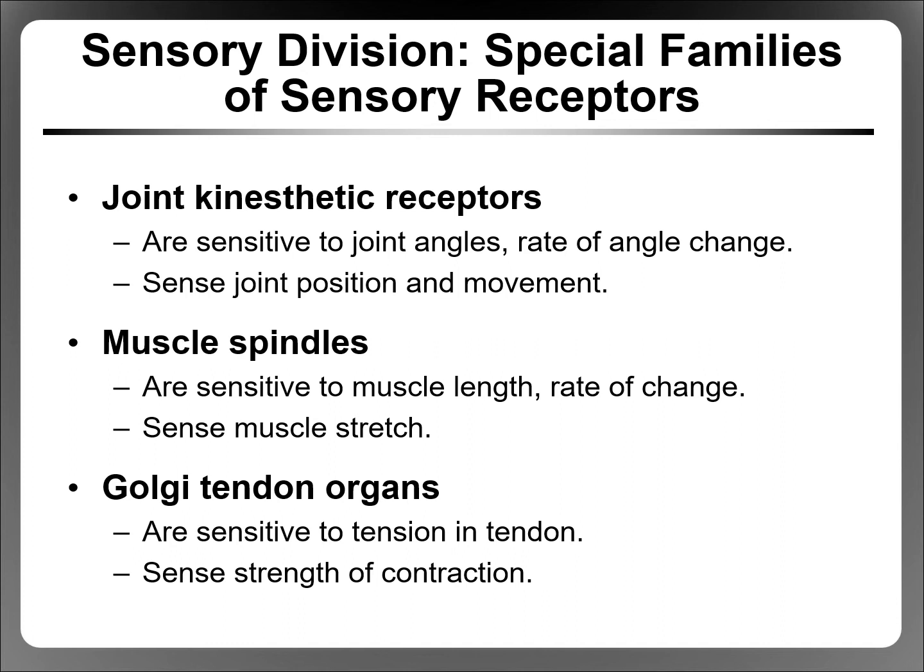Our final special family are Golgi tendon organs. These are going to be sensitive to tension in the tendons of our body. This will give us a sense of strength of contraction.